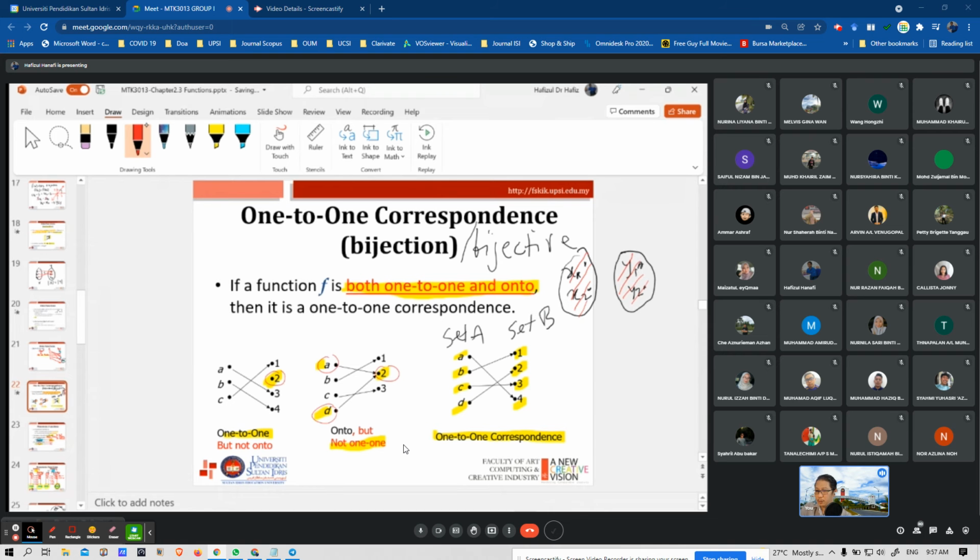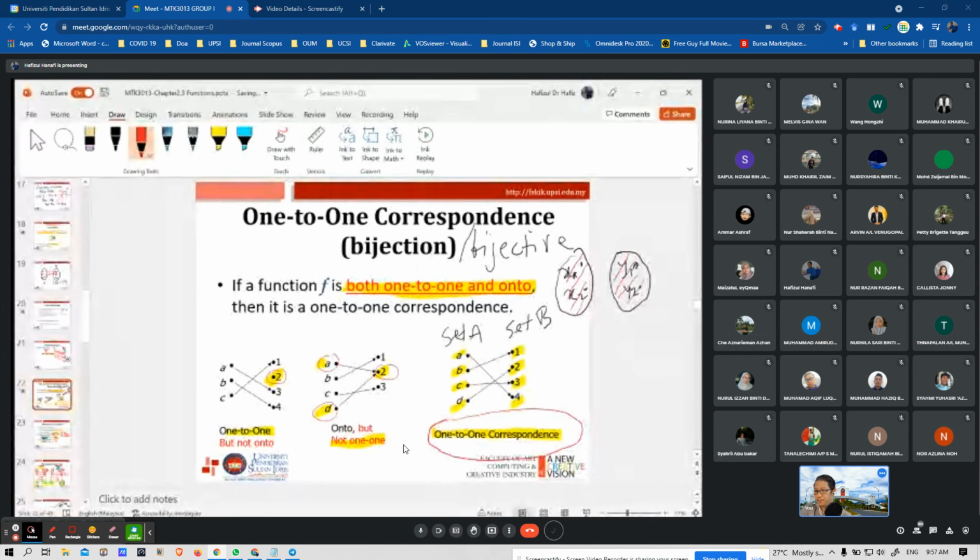For the one-to-one correspondence, we have A mapped to 4, B mapped to 1, C mapped to 3, and D mapped to 2. This one is a one-to-one correspondence. It is one-to-one and onto.